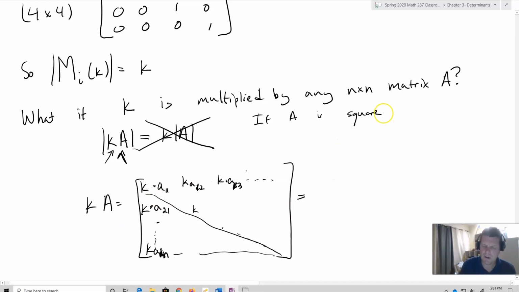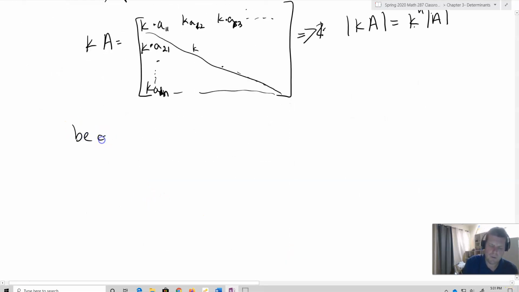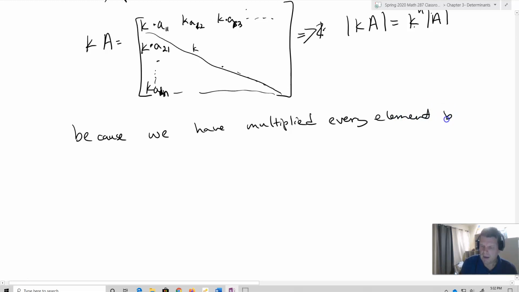So, since it's N by N, it turns out the determinant of KA is actually going to equal K to the N times the determinant of A. We're going to have to take K to the nth power, and that's the dimension of the matrix, because we have multiplied every element by K, not just one row. We've done every row.